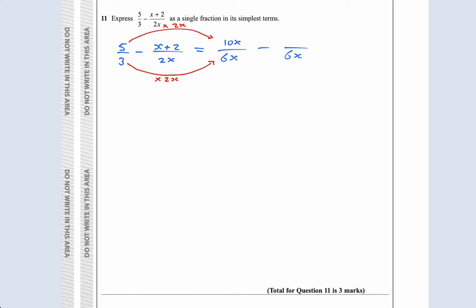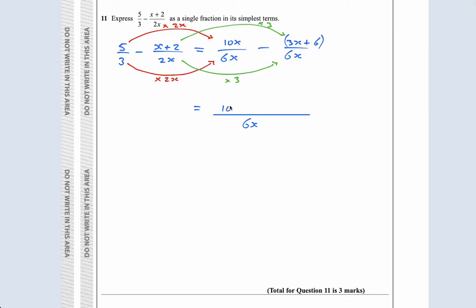And then, similarly, what did I multiply 2x by to get 6x? 3. So I multiply this by the same thing, times 3. So it's going to be 3x plus 6, this times 3 and this times 3. Now just be careful, guys. I'm going to put that in a bracket because this minus is going with both of these. Because he wants a single fraction, and the denominator is the same, that's fine.